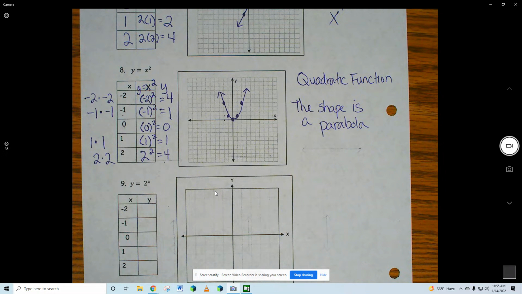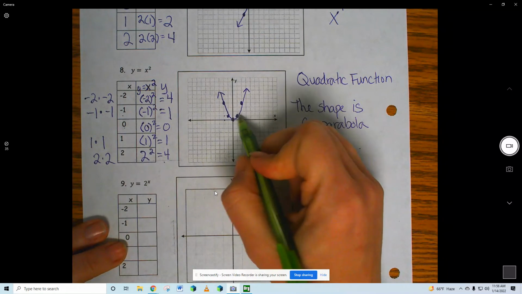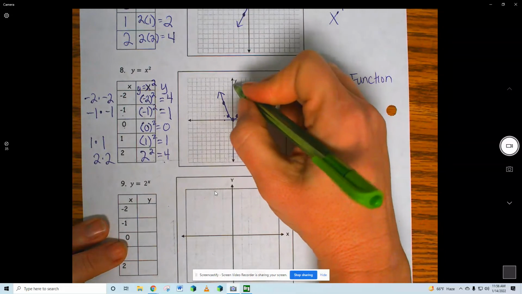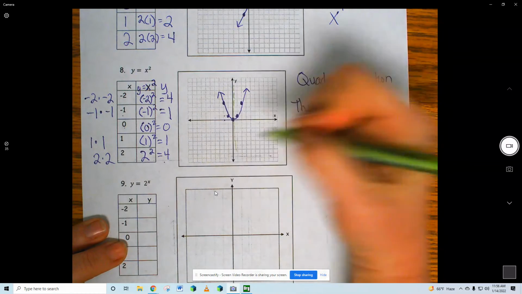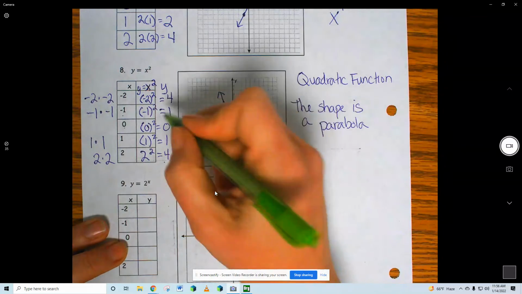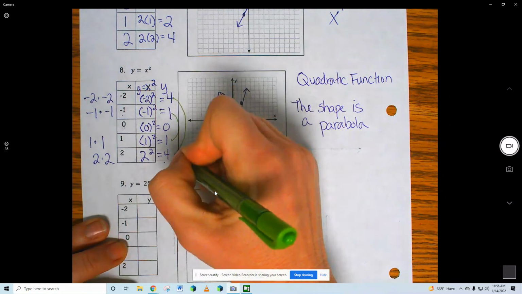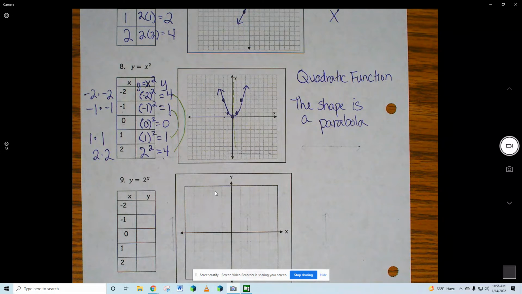So the shape is this U. It's called a parabola. Notice how the sides match up? Like this side and this side are the same on both sides. If I cut a line down the middle, it's the same on the left as it is on the right. And then these ordered pairs, these 1s and these 4, these y values, they match up. 1, 1, 4, 4. This is symmetrical. It's the same thing on the left as it is on the right. Symmetrical.